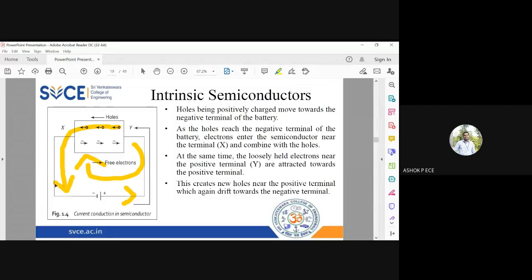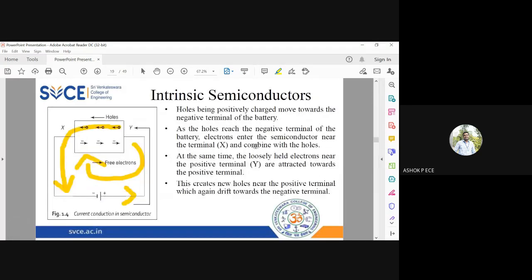This process is called drifting. Drifting means getting attracted towards the opposite charge, moving fast. Holes will drift towards the negative end of the battery, and the electrons will drift towards the positive end of the battery. When the battery is not there, they will be lying as they are. When you connect the battery, this drifting happens instantly.